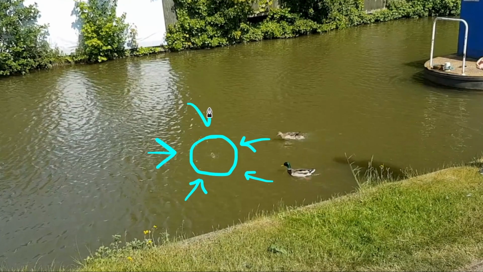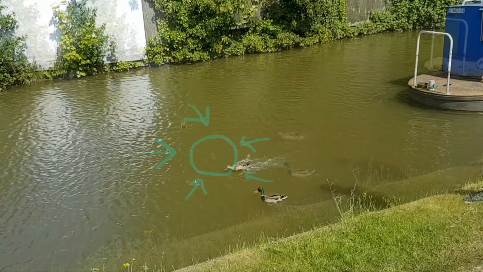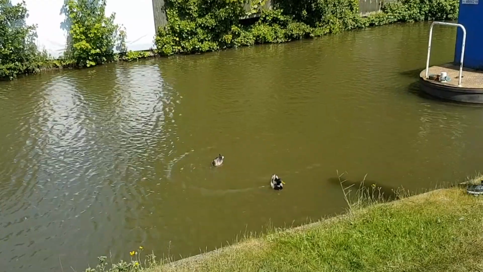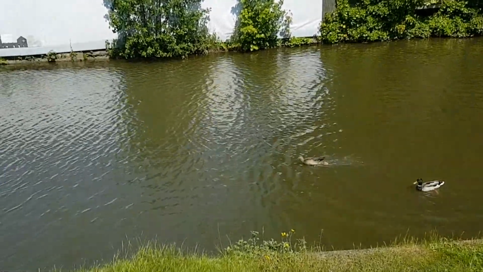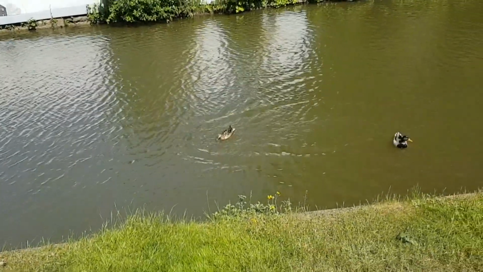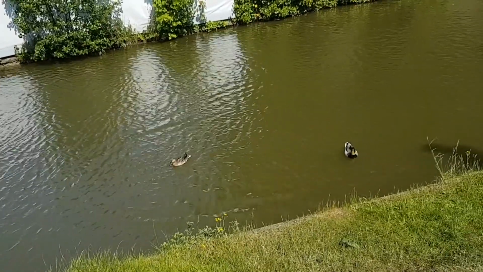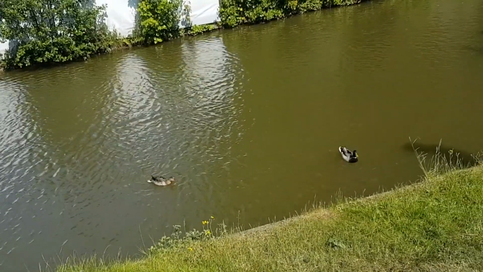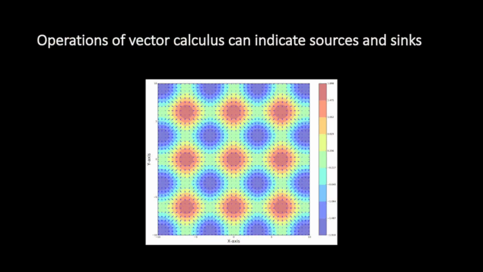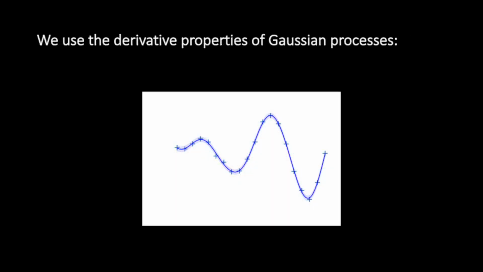The GP-LAPLACE model uses Gaussian processes to infer canonical vector calculus operations over multi-agent systems. We look at the divergence of the vector field to infer the flow of how agents move. This divergence of the vector field, also known as the Laplacian, tells us the location of positive sources, seen in red, and negative sinks, seen in blue. To infer these sources and sinks, we use the derivative properties of Gaussian processes.